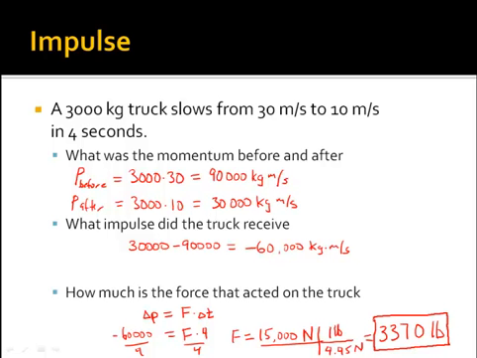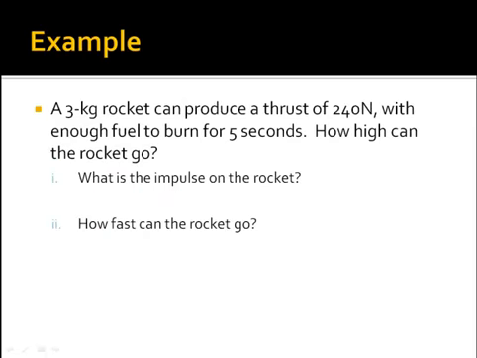Pretty amazing the forces that can be exerted on a truck just by using the brakes and the road and the tires. Here's another example. Suppose you shoot a model rocket up, and this model rocket has an engine on the back that can provide 240 newtons, or approximately 50 pounds, worth of force. It has enough fuel to burn for 5 seconds. Our question is, how high can the rocket go?